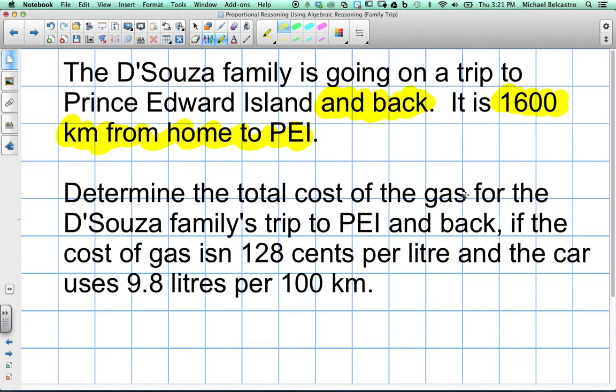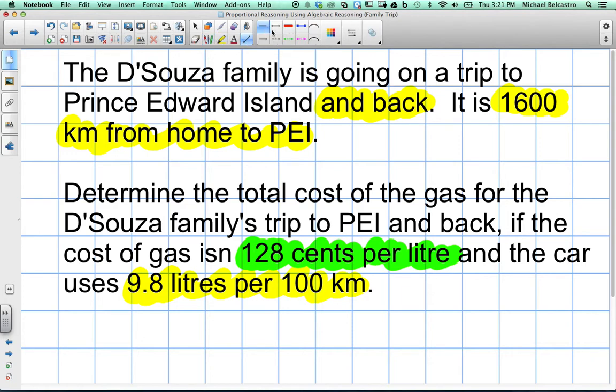Determine the total cost of gas for the D'Souza family's trip to PEI and back if the cost of gas is... So here we can do costing gas a little differently because this is like a second part of it, per liter. And the car uses 9.8 liters per 100 kilometers. I highlight this part in yellow because it pertains to the first part a little more. So we'll take that information to start.